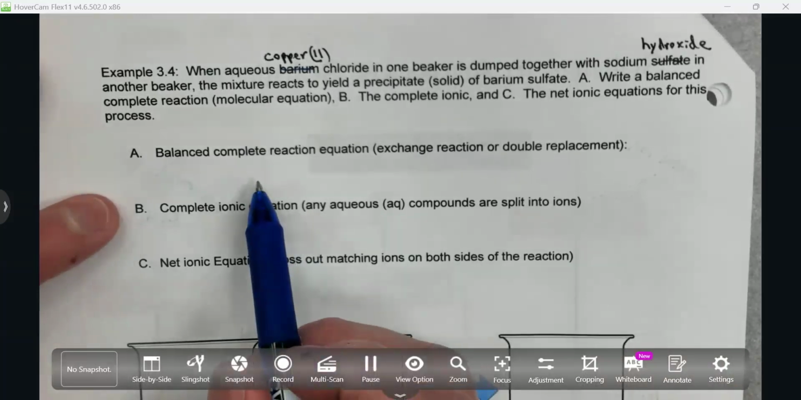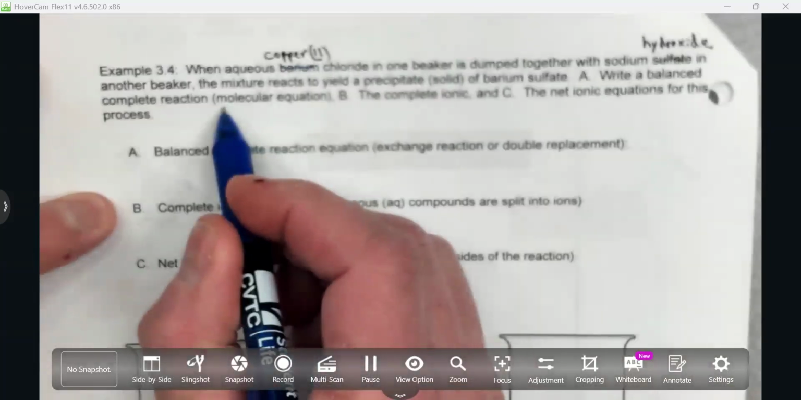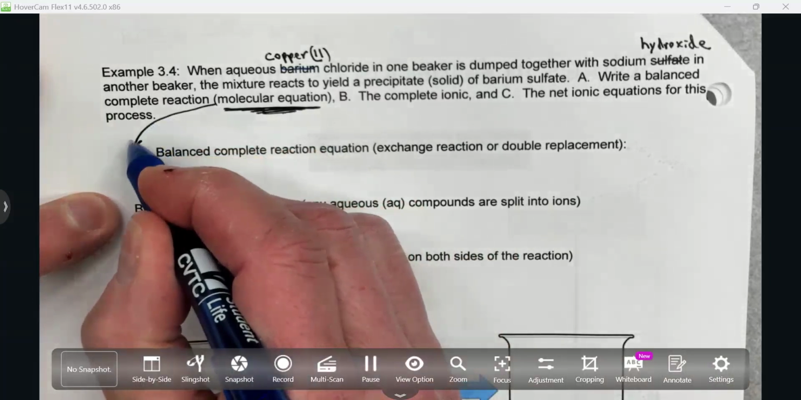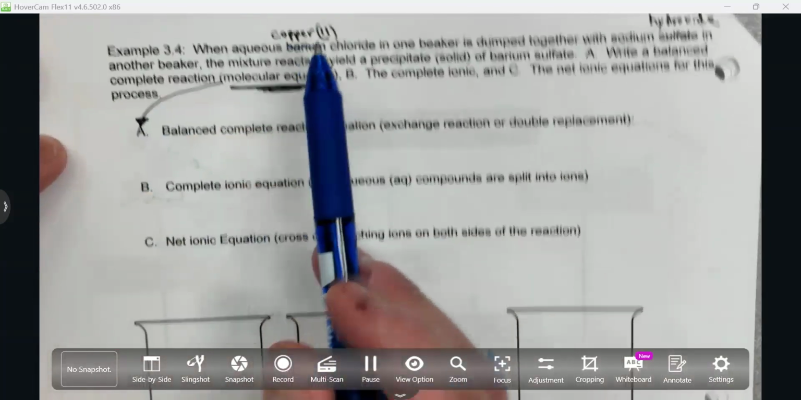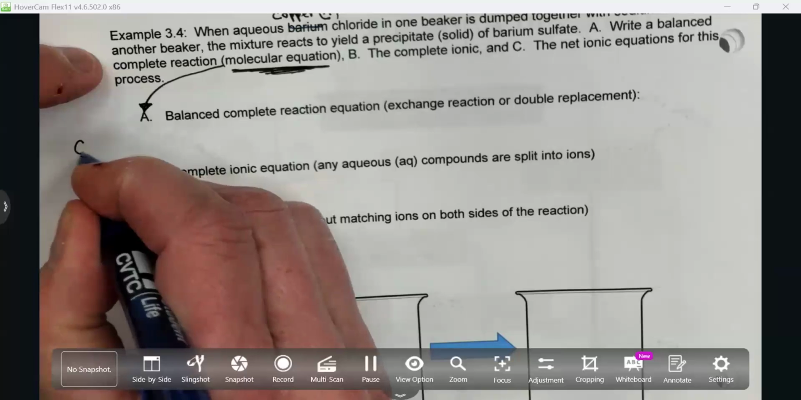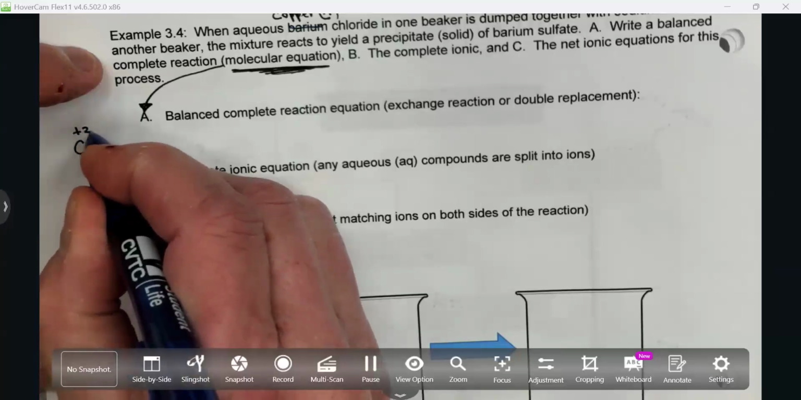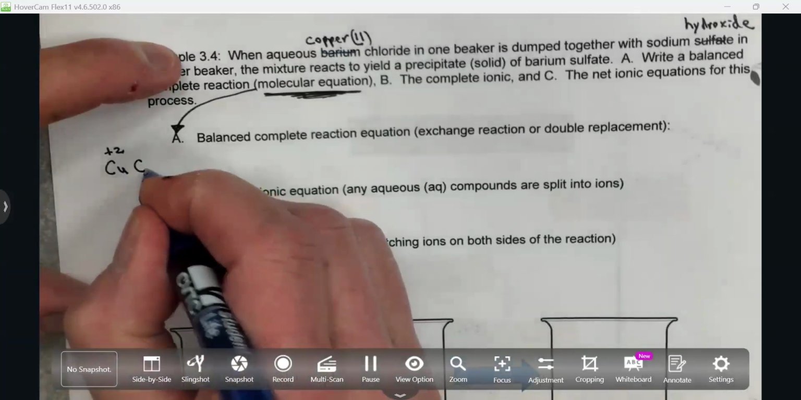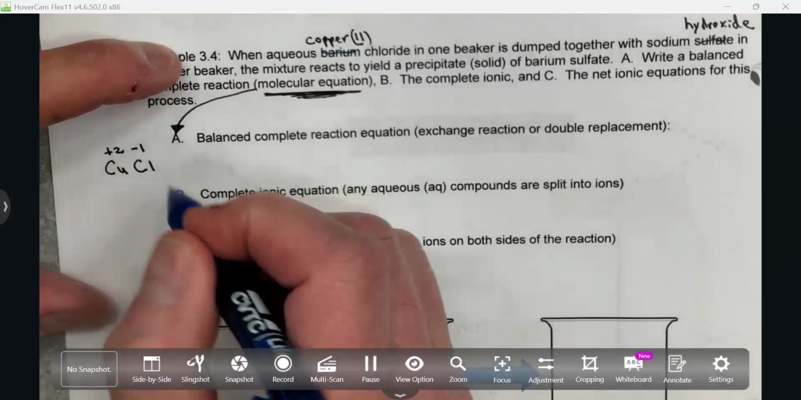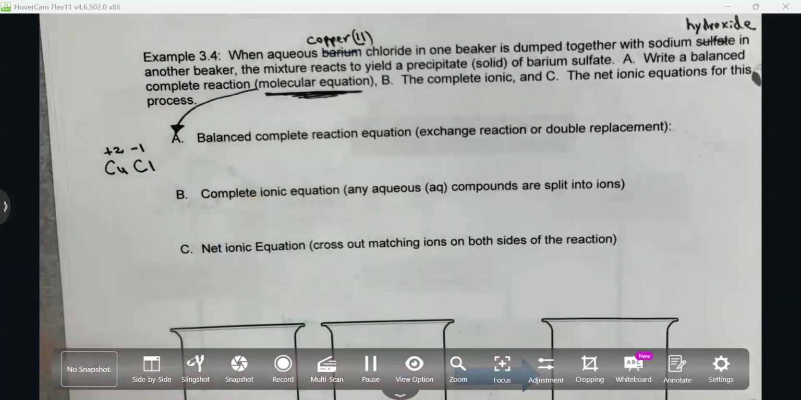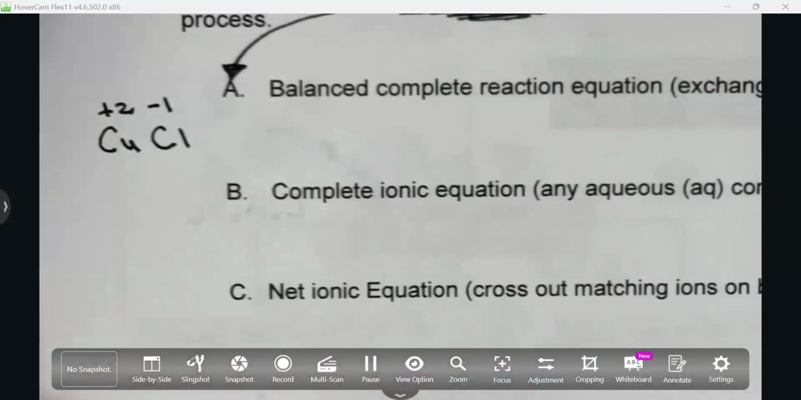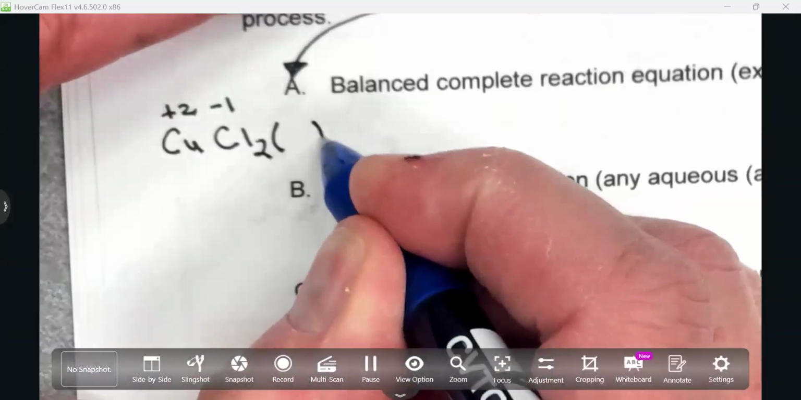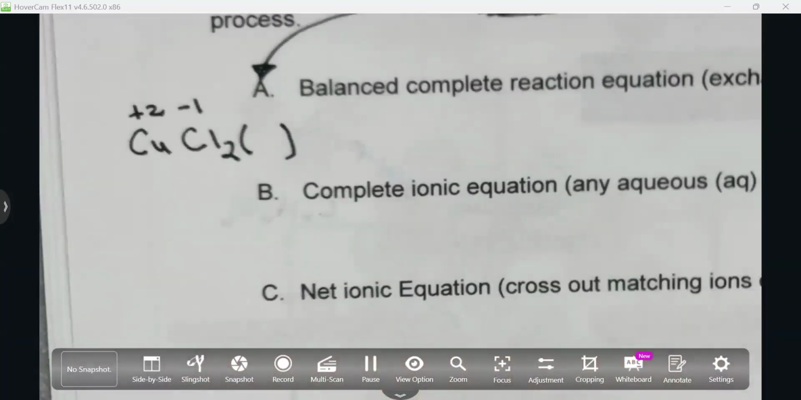So the balanced complete reaction, or the molecular equation. So copper 2 chloride, and then chloride, Cl-1. So I'm going to need 2 chlorides, right? Now, does copper 2 chloride dissolve in water?